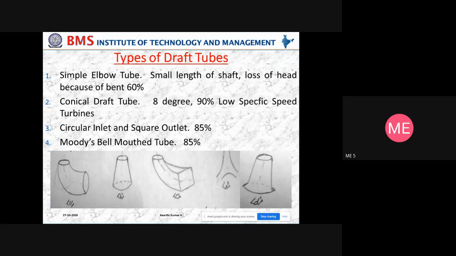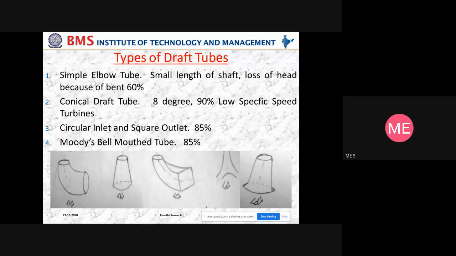We'll see here. Here we have so many types of draft tubes. Figure A is called the simple elbow type, B the conical tube, C the circular inlet, square outlet, and D the Moody's bell-mouthed tube. If you go for the simple elbow, it is for a small length of the shaft. This type of draft tube will be used only whenever the turbine shaft is small, the head is less, and the efficiency in this case of draft tube will be only 60%.